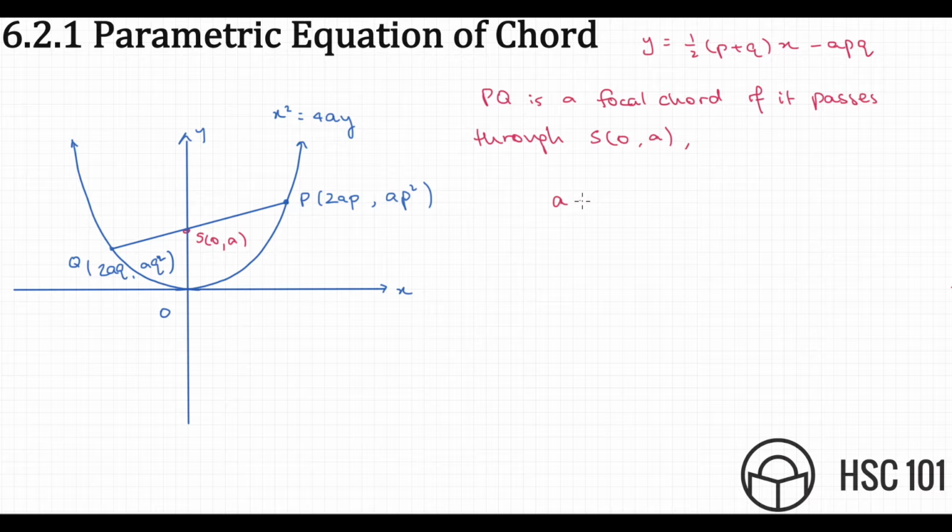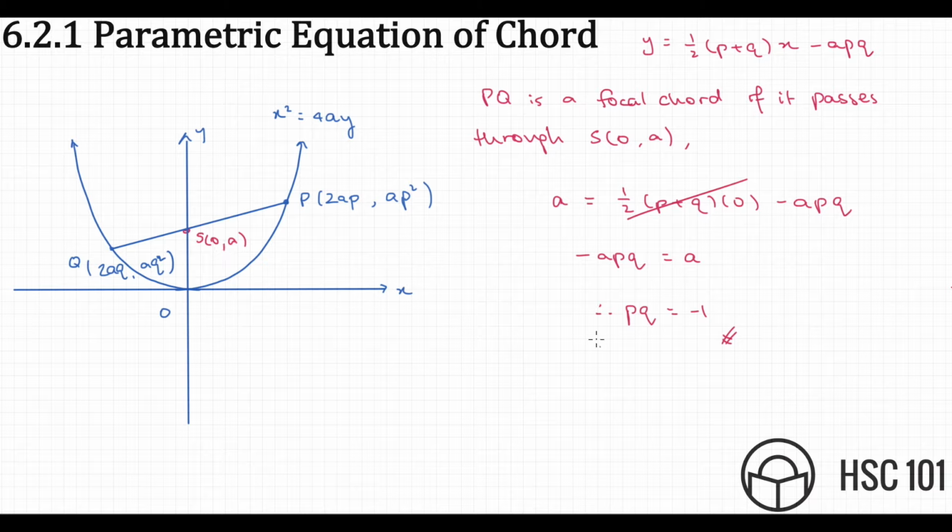In other words, I'm expecting y equals a to be equal to half (p plus q) times 0, minus a times p times q. The half (p plus q) times 0 is just going to be nothing. So in other words, we know that negative apq is equal to a. And if I divide both sides by negative a, therefore p times q is equal to -1. And that's the special condition that will always happen whenever the chord PQ passes through the focus S(0, a).